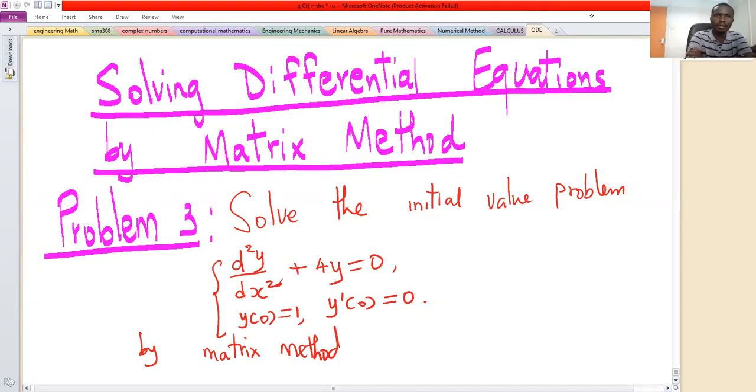Welcome to this session. This session will give the third problem on how to solve initial value problems, given some differential equation with some initial conditions, by matrix method. So the first step is to know that these initial conditions given, we can write them as y at 0, y prime at 0, and then y at 0 is 1, y prime at 0 is 0.